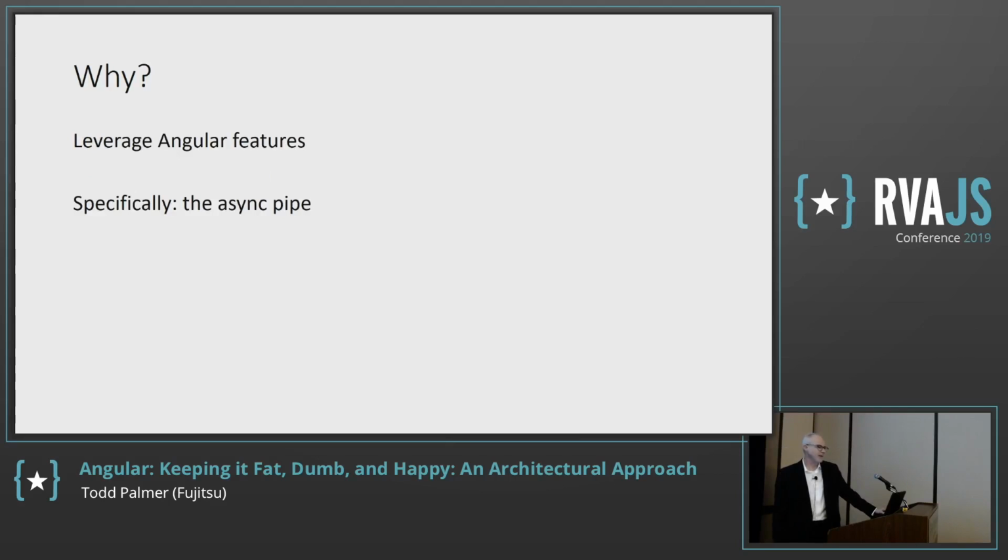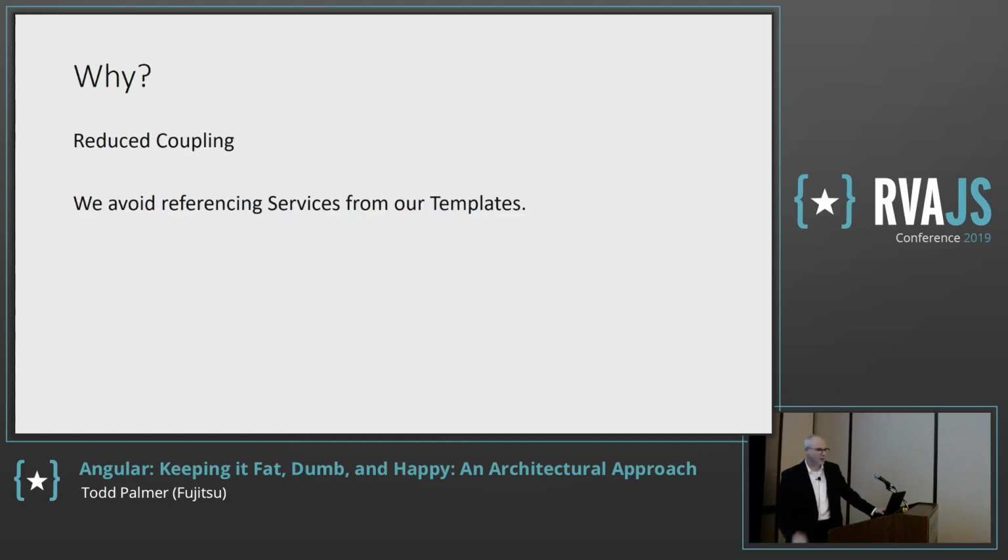And of course, leverage Angular features. I'm going to show you some examples. I'm a big fan of the async pipe, so I'll be showing you some examples of using that, hopefully using it correctly. And reduce coupling. We're going to be specific about what parts can talk to which parts, and if you follow that, that'll reduce coupling, especially between, we don't want things like templates talking to services.